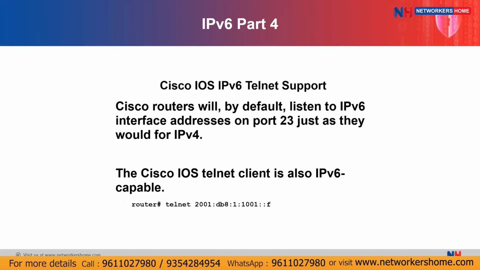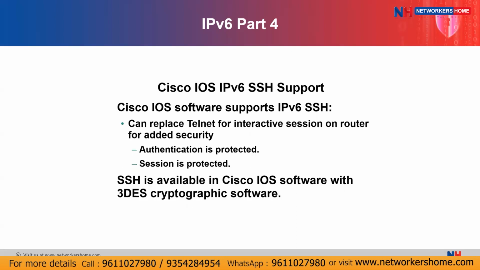And how Cisco IOS supports IPv6 Telnet. The Cisco router will by default listen on IPv6 interface addresses on port 23, just as it would for IPv4. There are no changes. And then Telnet uses the IPv6 address. And for the rest, first we need to enable Telnet on the router. That mechanism remains the same.